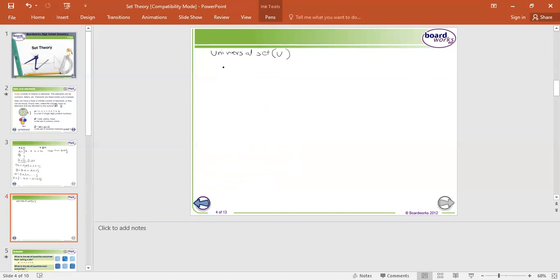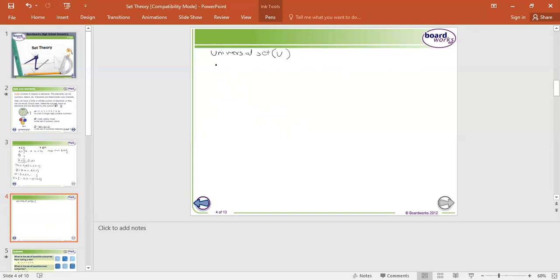Example, if the sets involved in discussion are of numbers, then the universal set can be R, the set of all real numbers. If we are discussing about people in different states of India, then the universal set is the set of all people in India. This is denoted by U.